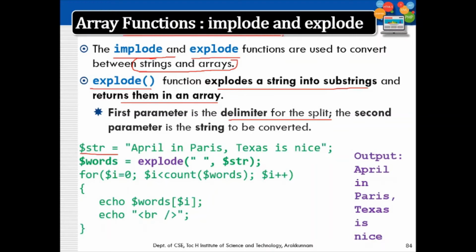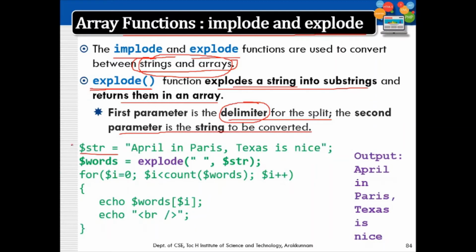Another two useful functions are implode and explode functions. They are used to convert between strings and arrays. First one, explode function. It explodes a string, that is, it splits a string into an array of substrings. Based on what condition, we can specify the delimiter. Either it can be a space, or a colon, or a comma, whatever the user wants. And the second parameter is the name of the string.